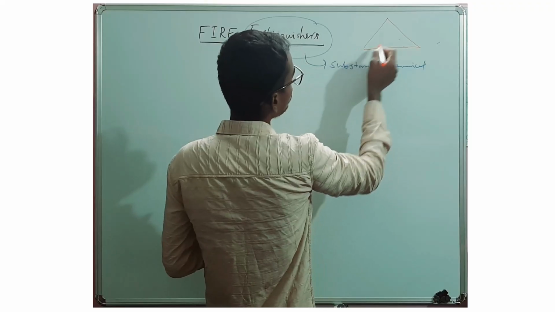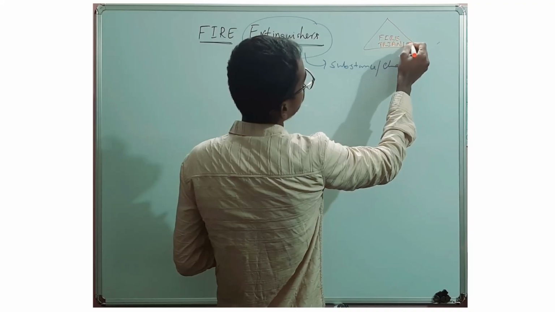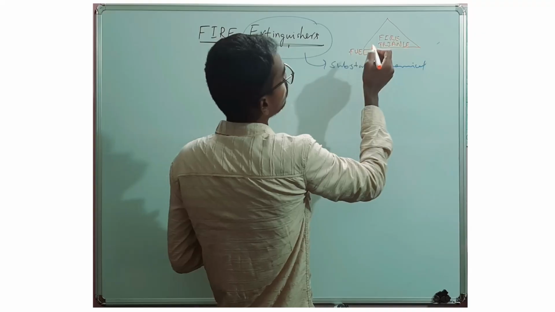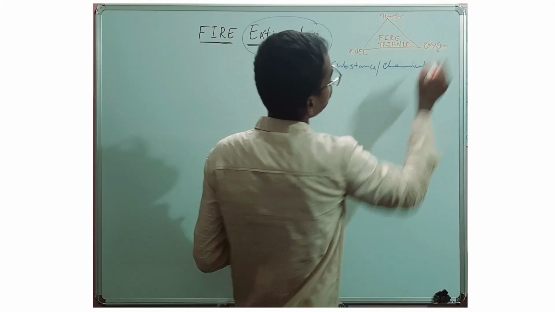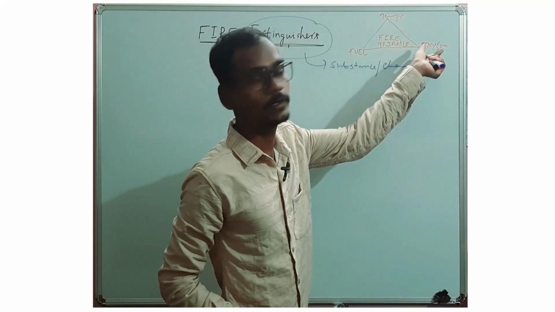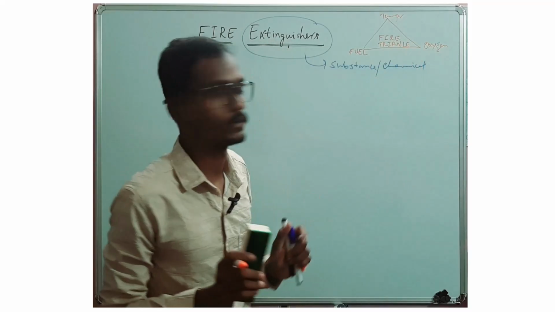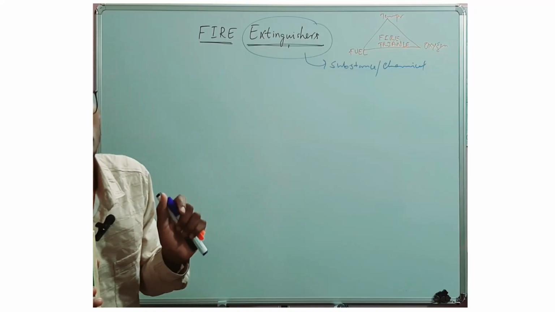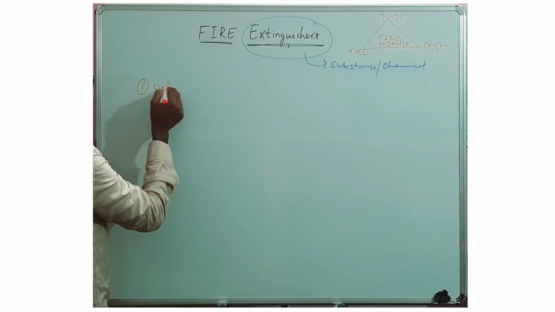Before that, let's remember the fire triangle. Fire triangle tells us there are three elements which are very important to have a fire. One is fuel, the substance that burns, the other is temperature, and the other is oxygen. What do extinguishers usually do? They eliminate one of the elements of this fire triangle to control or douse the fire. That is the only thing extinguishers do.